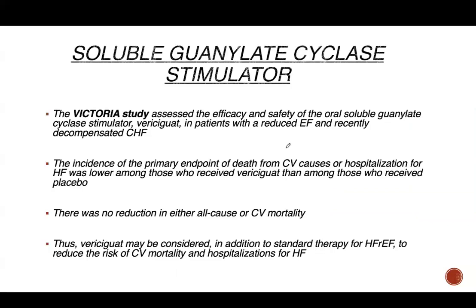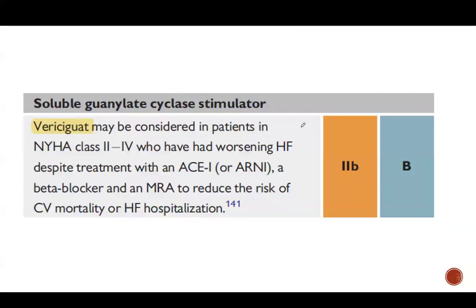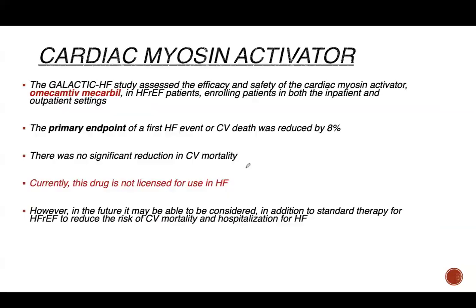Recently reported advances, that is, new drugs in trials for reduced ejection fraction, include the soluble guanylate cyclase stimulator. In the VICTORIA study it was shown to be very useful in acute decompensated heart failure. There was no reduction in either all-cause or CV mortality. It led to a decrease in heart failure hospitalization, but for overall mortality not much benefit was seen with this drug. So vericiguat is a class 2B indication, that is, it may be used in patients with heart failure.